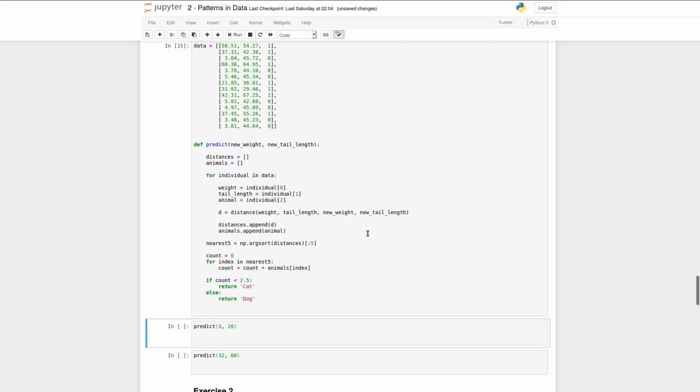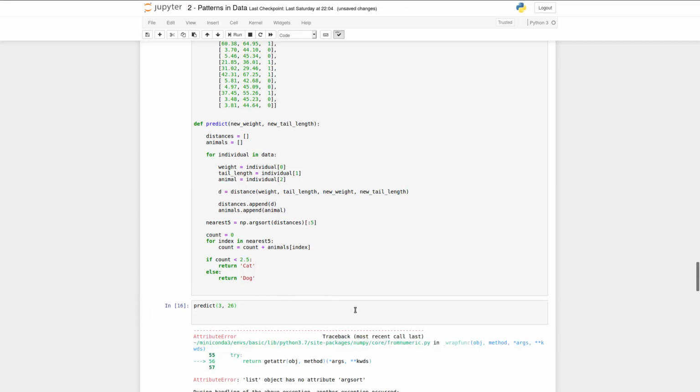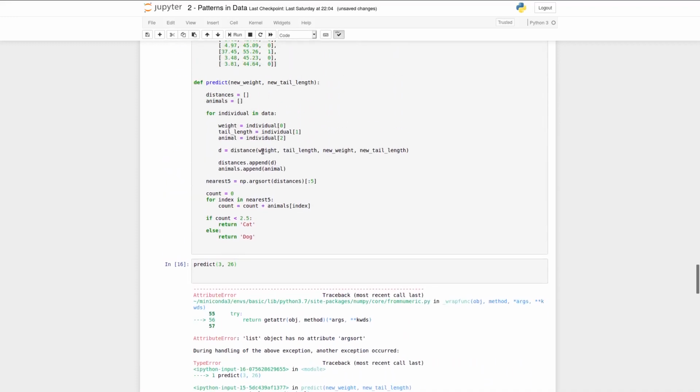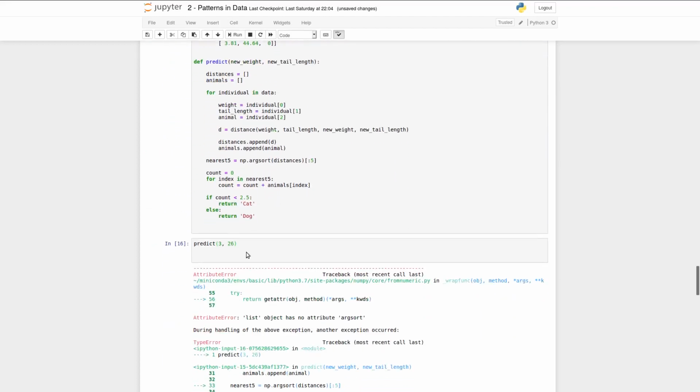So that's great. So now, hopefully, you can run it on these functions here, and it should be able to predict if we've got a new animal with a weight of 3 and a height and tail length of 26, is it a dog or a cat? If we've got a new animal with a weight of 32 and a tail length of 60, is it a dog or a cat? Now, this isn't going to work yet. We're going to get an error because basically this function distance isn't returning anything yet. So you're going to need to write this function to return something, and then it should work.